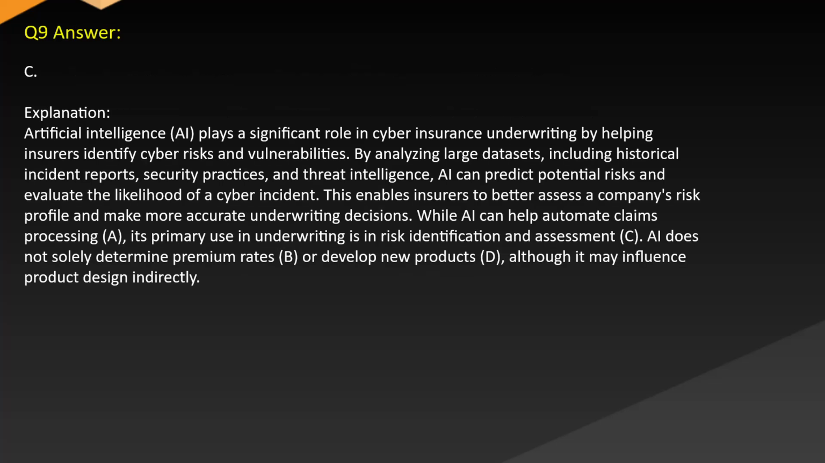Answer: C. Explanation. Artificial intelligence (AI) plays a significant role in cyber insurance underwriting by helping insurers identify cyber risks and vulnerabilities. By analyzing large datasets including historical incident reports, security practices, and threat intelligence, AI can predict potential risks and evaluate the likelihood of a cyber incident. This enables insurers to better assess a company's risk profile and make more accurate underwriting decisions. While AI can help automate claims processing, its primary use in underwriting is in risk identification and assessment.